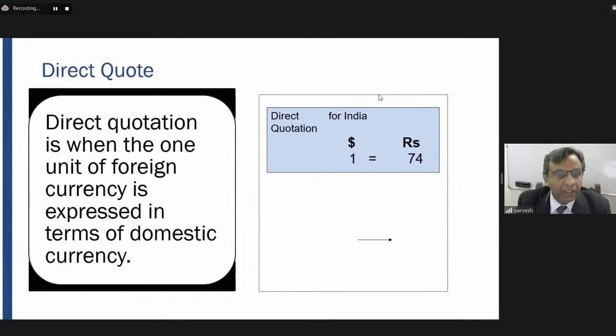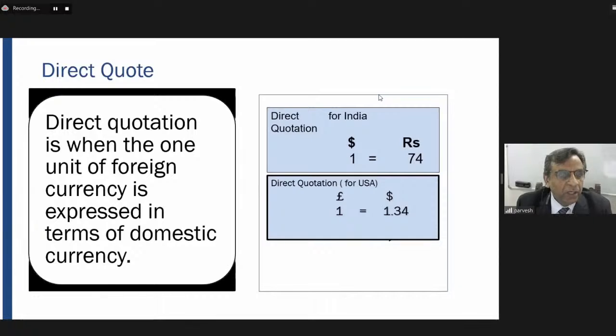Okay. And some more examples of a direct quote with respect to the USA. In the USA, a person would like to know how much £1 will cost him. Suppose he's going to travel to England, or he's supposed to make a payment to or receive a payment from England. He would like to know what the price of £1 is. So the price of £1 today is $1.34. Now if you look at the right hand side of the equation, the dollar is there. So this is a direct quote in America for £1. So it's very easy to understand this. Okay.